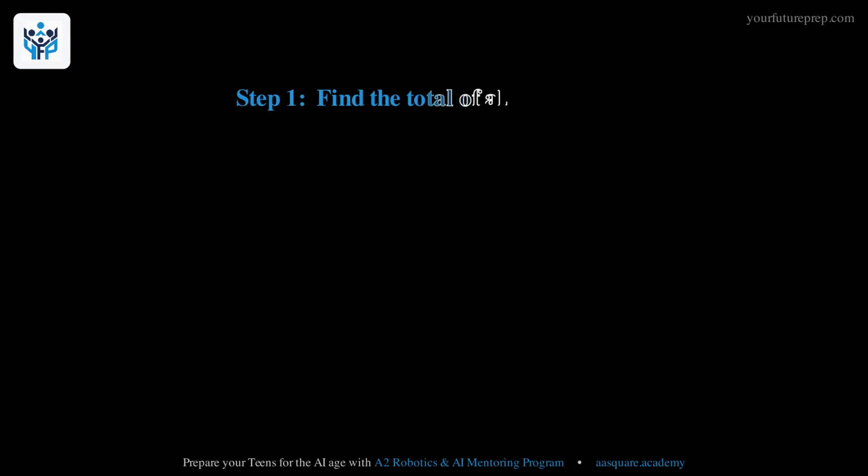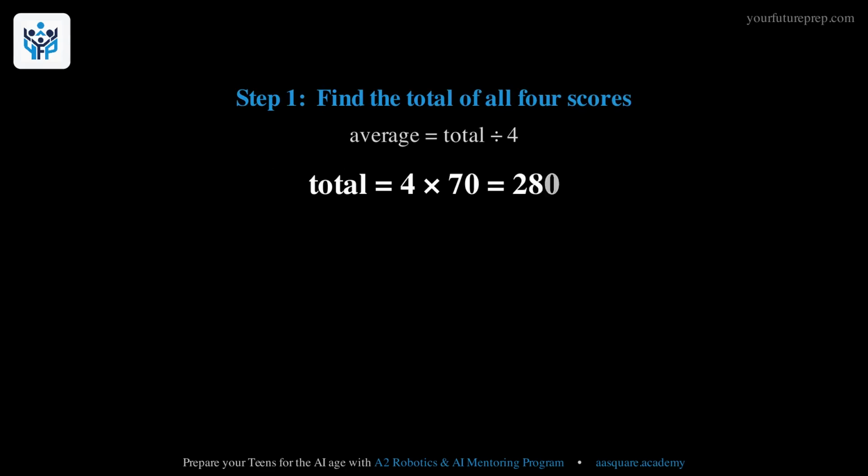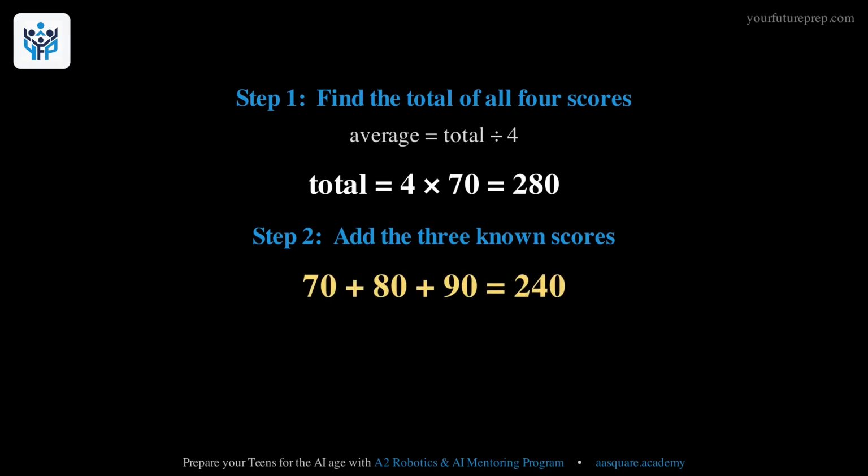The average of the 4 scores is 70. Since average equals total divided by the number of scores, the total of all 4 scores must be 4 times 70, which is 280. Now let's add up the 3 scores we already know. 70 plus 80 plus 90 equals 240.